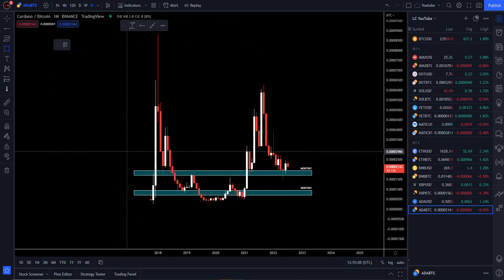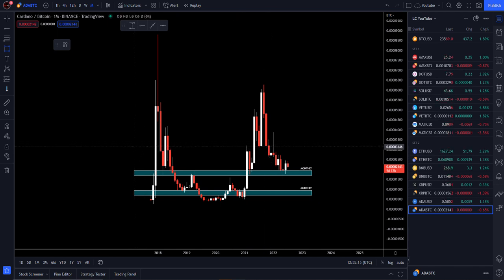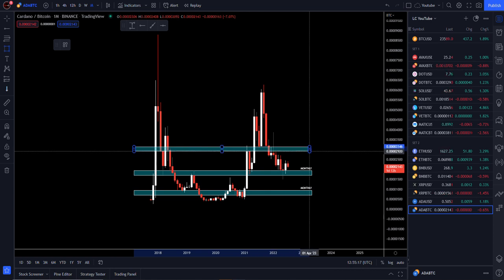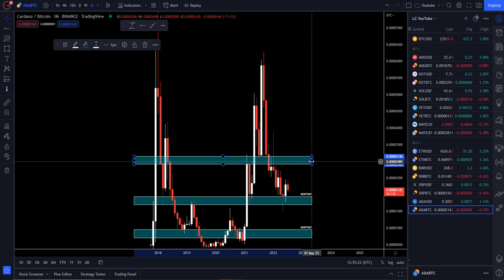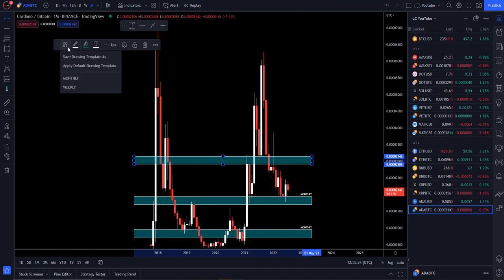So let's go for that. In fact, I'm going to go from the top of this candle wick of December 2021 and go down to the candle bodies of February and March 21. Happy days. Let's give that a tag.